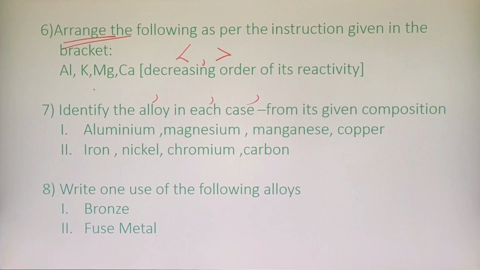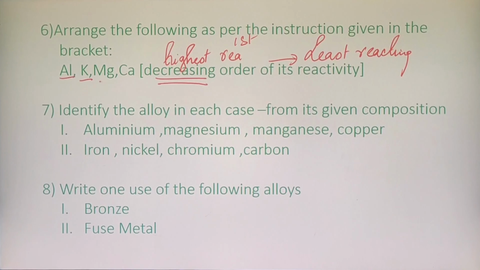We have been asked to arrange the elements as per the decreasing order of reactivity. Now, what is the meaning of the word decreasing order? Decreasing order means the highest reacting metal should be placed first, followed by the least reactive metal at the bottom of the reactivity. Now see, aluminium is a metal, potassium is a metal, magnesium is a metal, calcium is a metal. So all these metals, where will you get the reactivity, children?